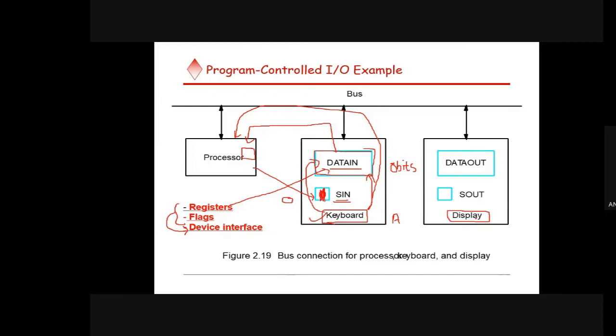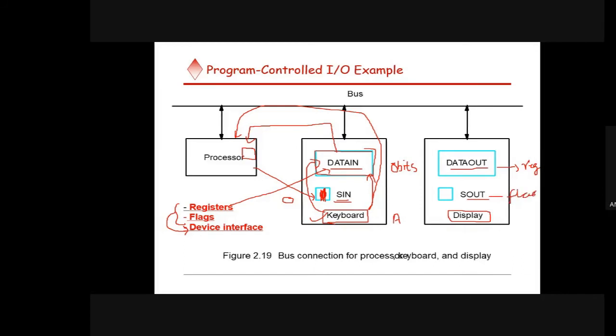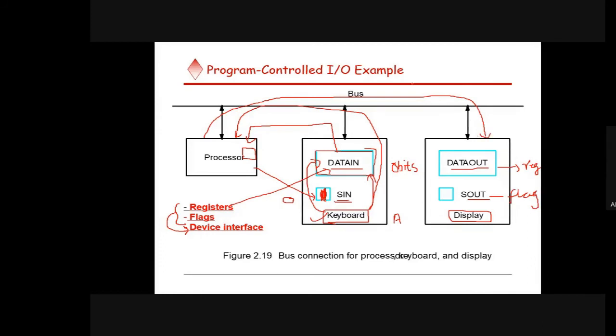In a similar way, there is the data out register, a data out buffer, and SOUT. This is the flag and this is the register you are having in the output device. Similar to your input device, you will be having the output device also. When transferring the data from the processor to the output device, the processing speed of the output device will be slow.